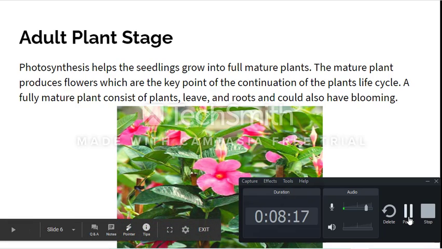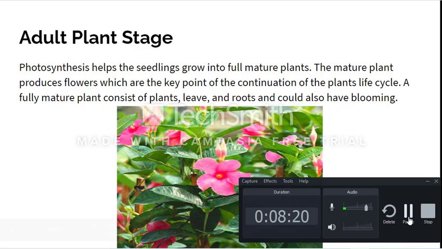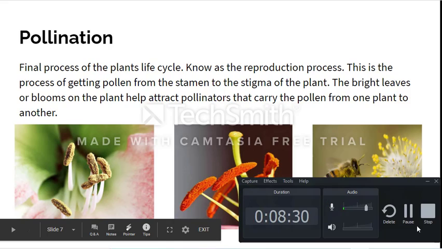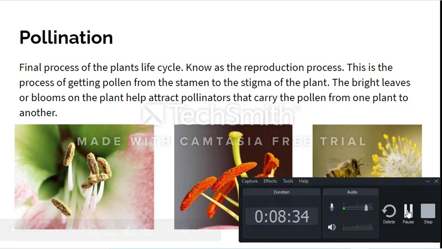Now, even though this blooming has occurred, this does not mean that the cycle is all the way complete yet. Yes, we do have a fully mature plant, but there's one more thing that has to happen in order for the full continuation of the plant's life cycle to complete. The final process of the plant life cycle is the pollination process. This is also known as the reproduction process.